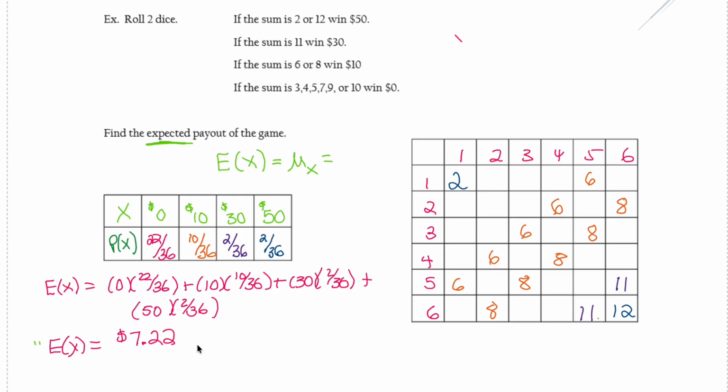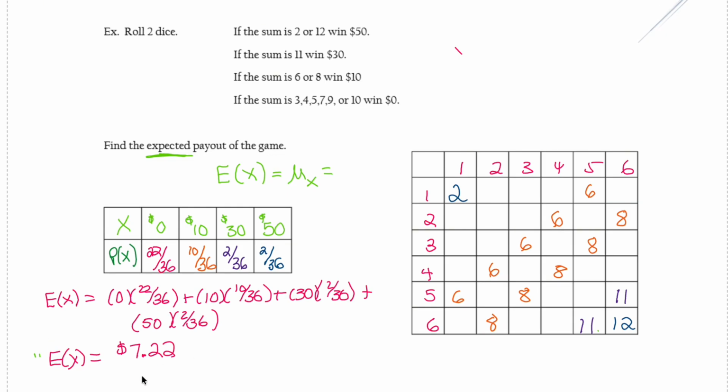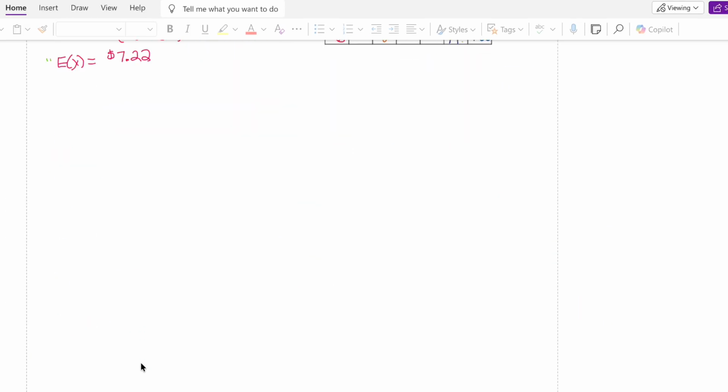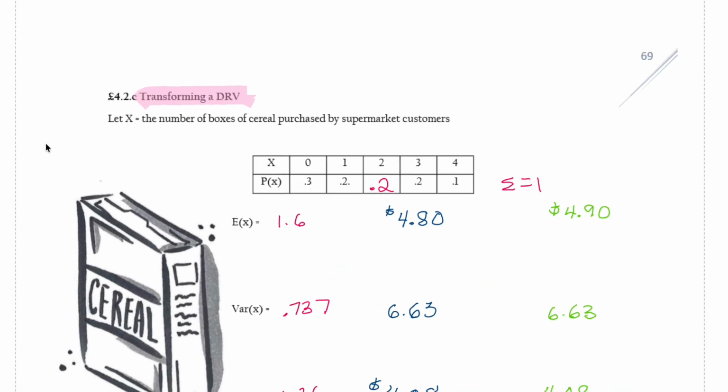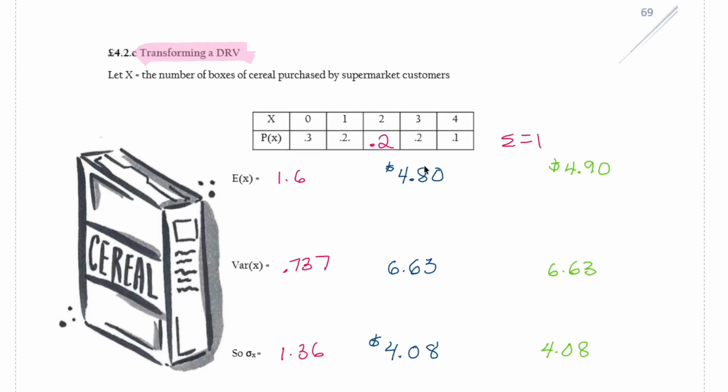What this value means is, in the long run, if you do this game over and over again, then you will actually win $7.22 on average. So that's it. Moving on to transforming a DRV. Let x equal the number of boxes of cereal purchased by supermarket customers. Most likely the FRQs will give you questions like this.